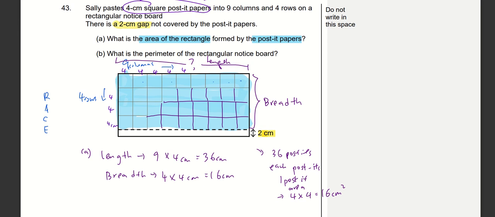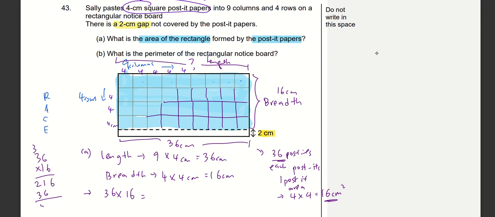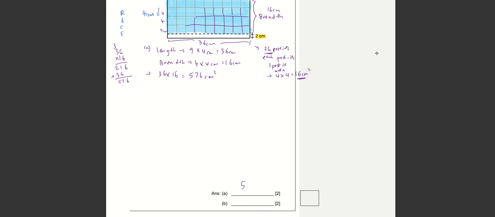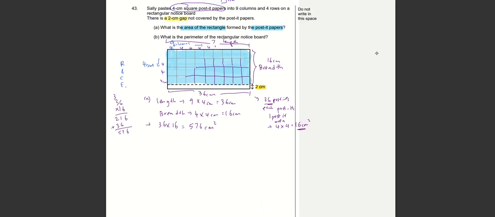You realize that you get the same answer. So 9 times 4 and then 4 times 4, it's still 36 times 16. But this 36 and 16 is different. This 36 is the combined length of the rectangular notice board, and the breadth here was 16 centimeter. A bit different from the 36 post-its times 16 square centimeter, but it gives you the same answer. So to my multiplication, you get 576 square centimeters. Area of the rectangle formed by the post-it papers. Okay, that's the first one. Don't forget your units. For area it is square centimeter.